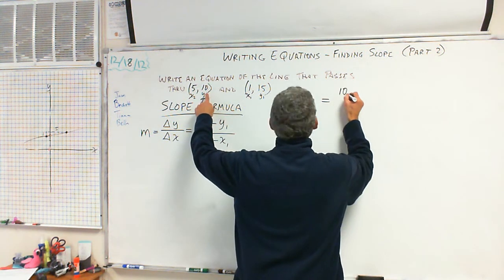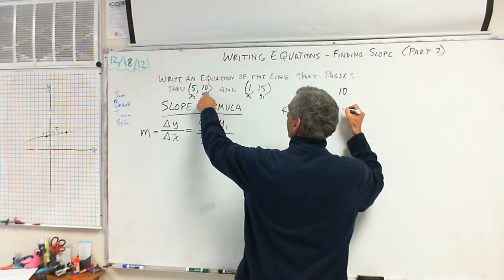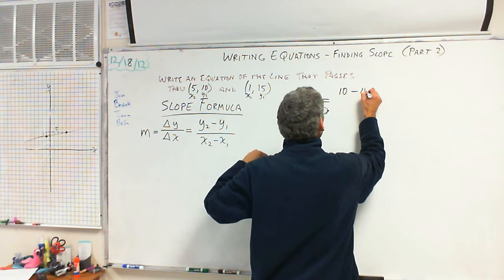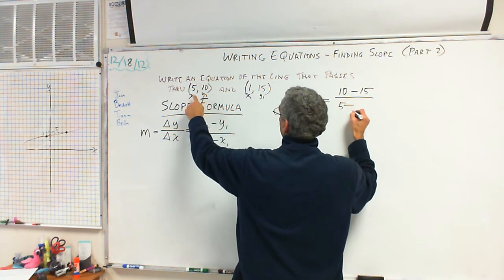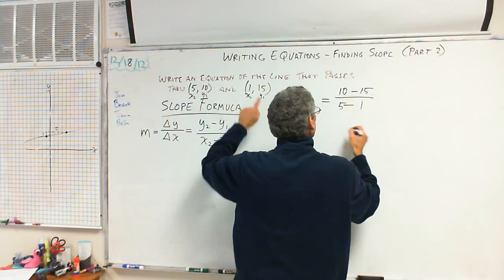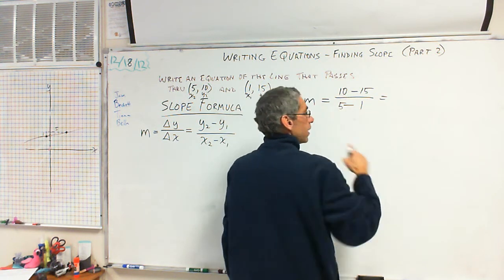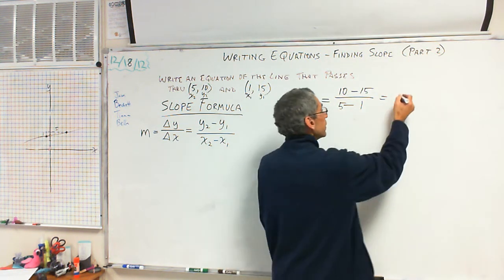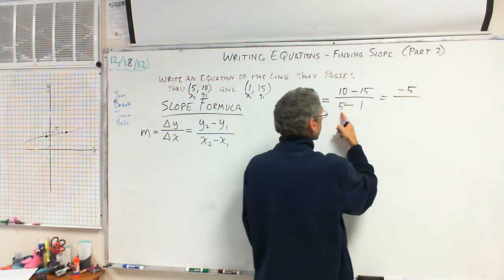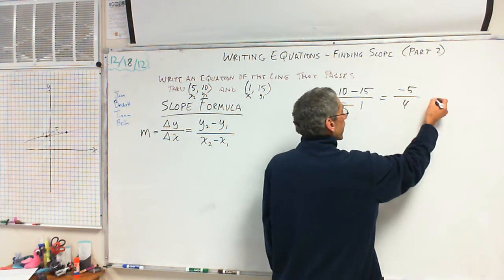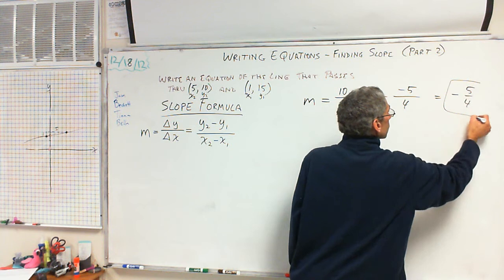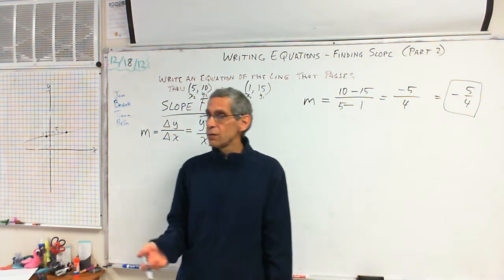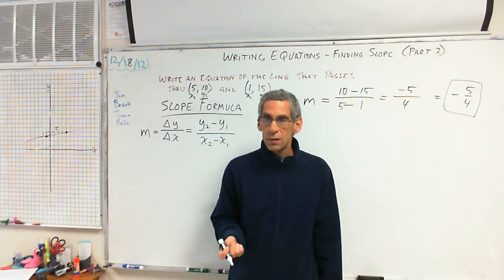10. Right? The formula is this one minus this one. Minus 15. Over 5 minus 1. Equals, what's 10 minus 15? Negative 5. What is 5 minus 1? 4. So my slope is negative 5 fourths. Which is negative 1 and 1 fourth. And then you plug that in with your points.